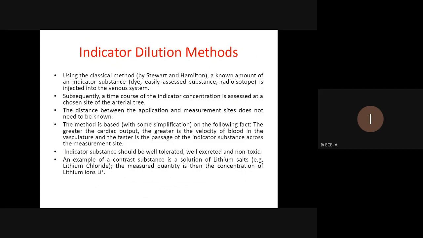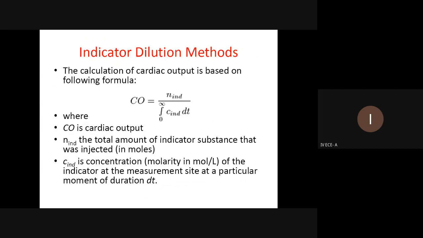Then the indicator dilution method or thermal dilution method. Using the classical method, an amount of indicator substance is injected into the venous system. Subsequently, the time course of indicator concentration is assessed at the chosen site of the arterial tree. The distance between the application and measurement site does not need to be known. The method is based on the following fact: the greater the cardiac output, the greater is the velocity of blood in the vasculature and the faster is the passage of indicator substance across the measurement site.